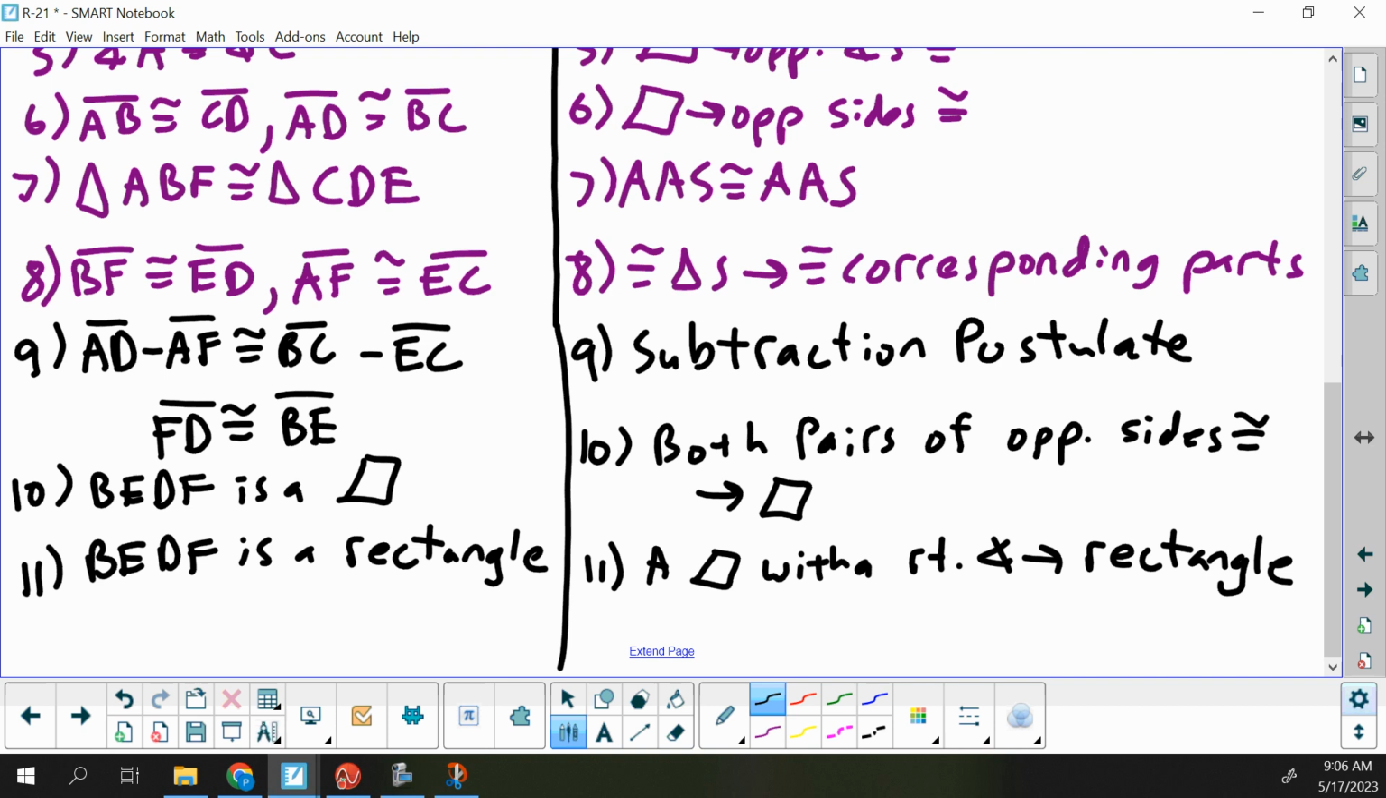The other common way you can sometimes show up a rectangle is a parallelogram with congruent diagonals. But we didn't have diagonals here, so we didn't have that as an option.